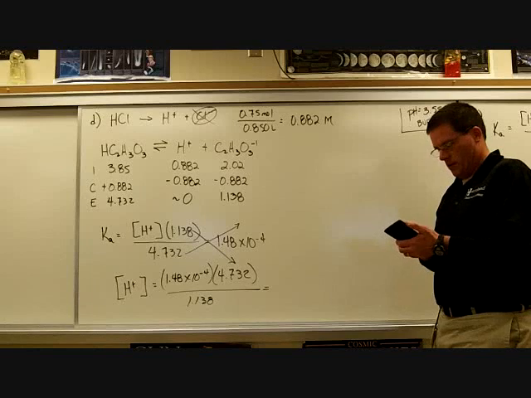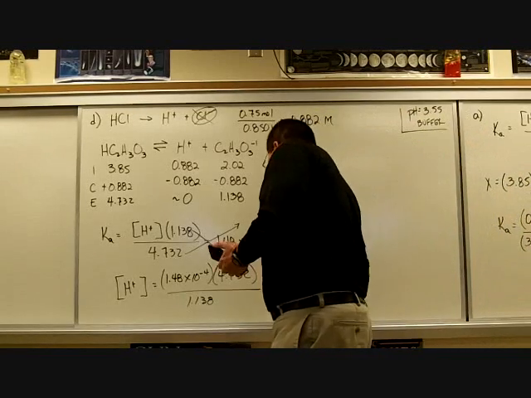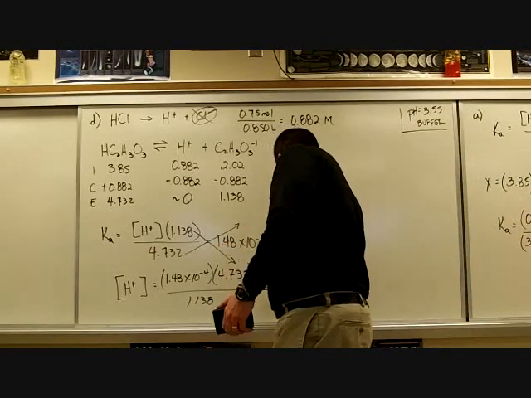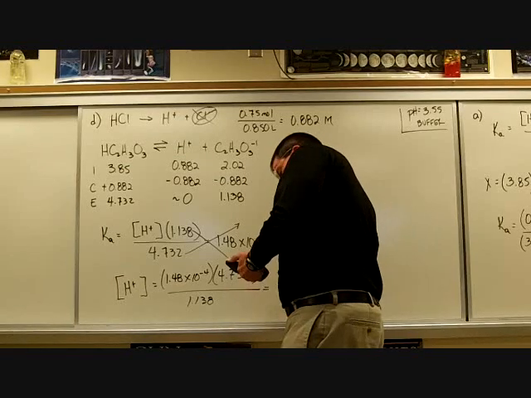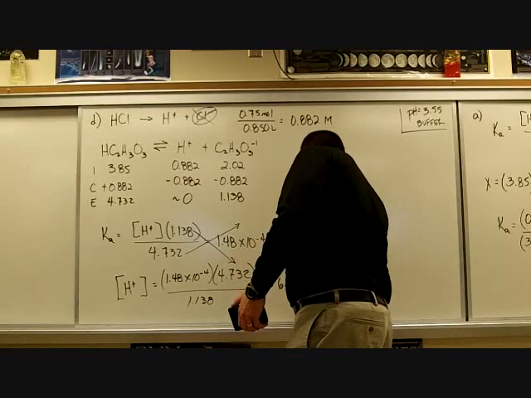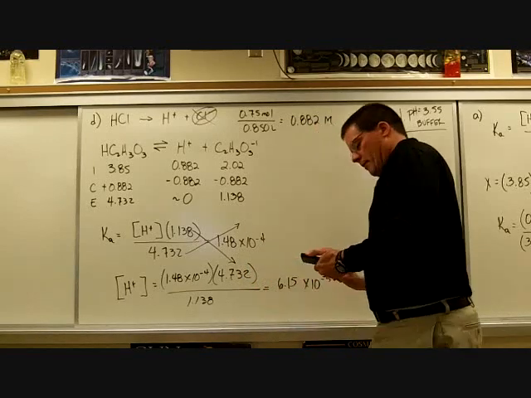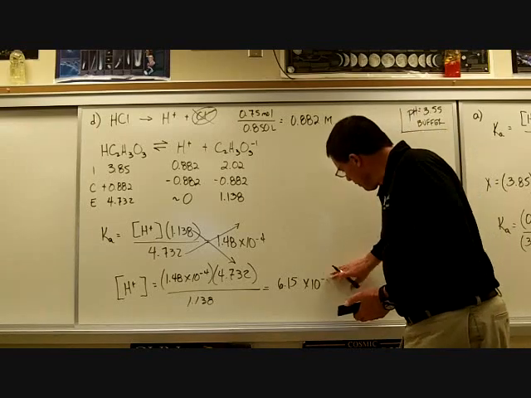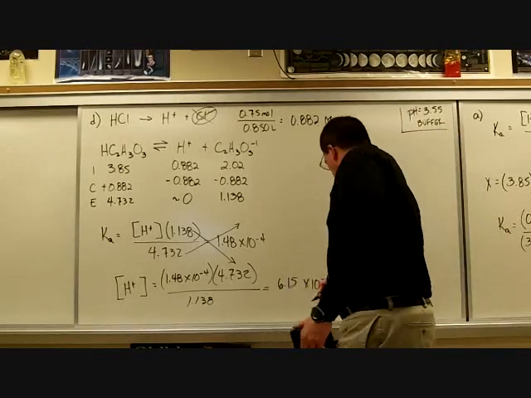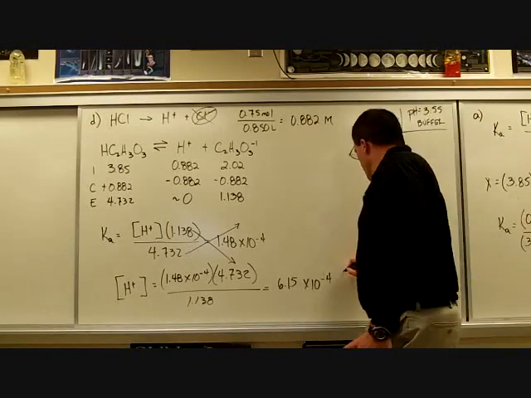What's that? What's the matter? Anybody get 6.15 times 10 to the negative 4? Yeah. Okay. Negative 5. Well, I got negative 4. Anybody get that number? Negative 4? Yeah. 4. Okay.